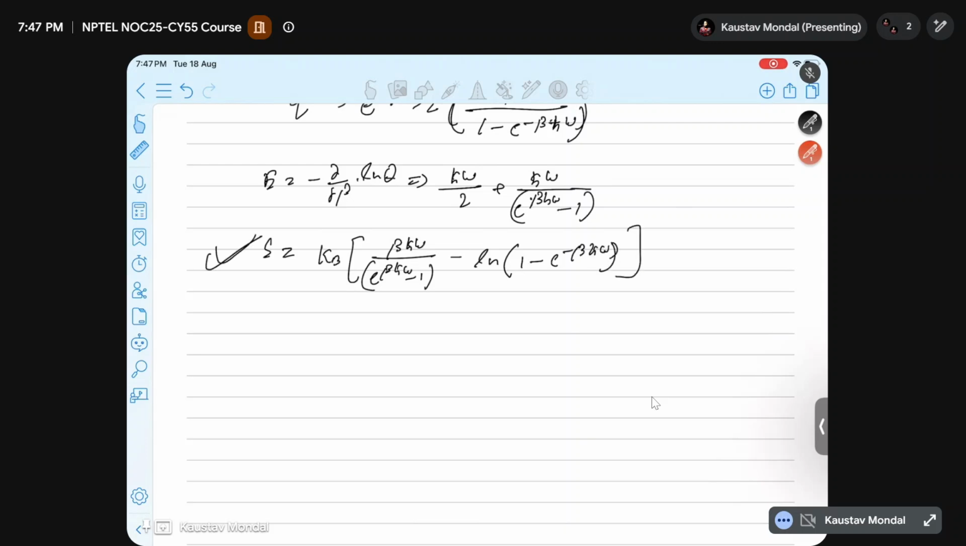Okay, this is the way you can calculate the internal energy, the total energy and the entropy of the system. So that's it. So now I end the class.